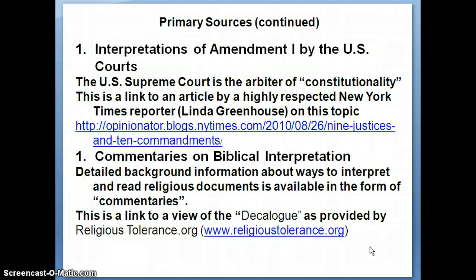Let's continue with primary sources. If you don't know, and I expect many of you do, the interpretation of the United States Constitution is what the United States court system, specifically the Supreme Court, says it is. In our country, the United States Supreme Court has become the arbitrator of constitutionality. So this is where constitutionality questions go.